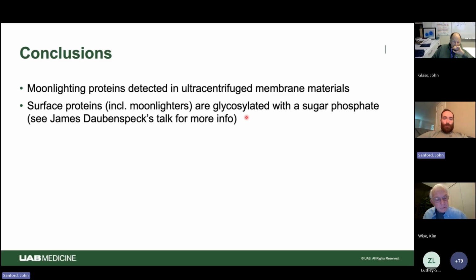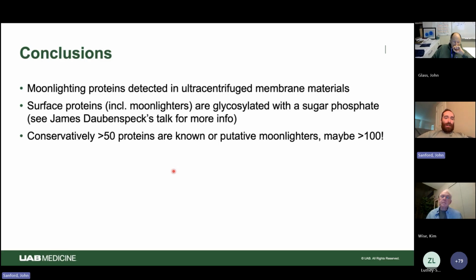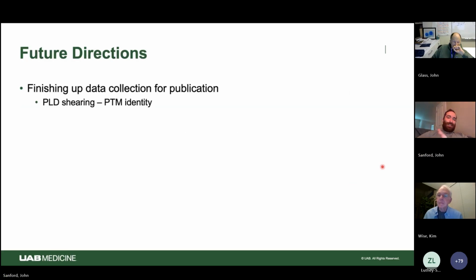We see the proteins we'd expect, including some known moonlighting proteins. They are glycosylated with the sugar phosphate. I would conservatively say we have at least 50 proteins in our data set right now that are known moonlighters. Like James says, probably at least 30 are complete, publication quality with all of our metrics. And if I were a little looser, I could probably even say over 100. But stick with me on that analysis. I'll get back to you.